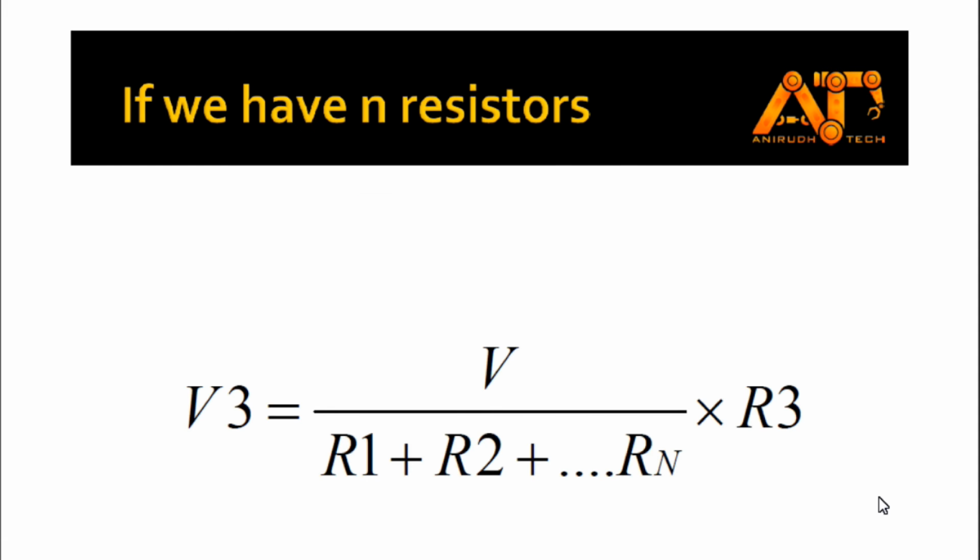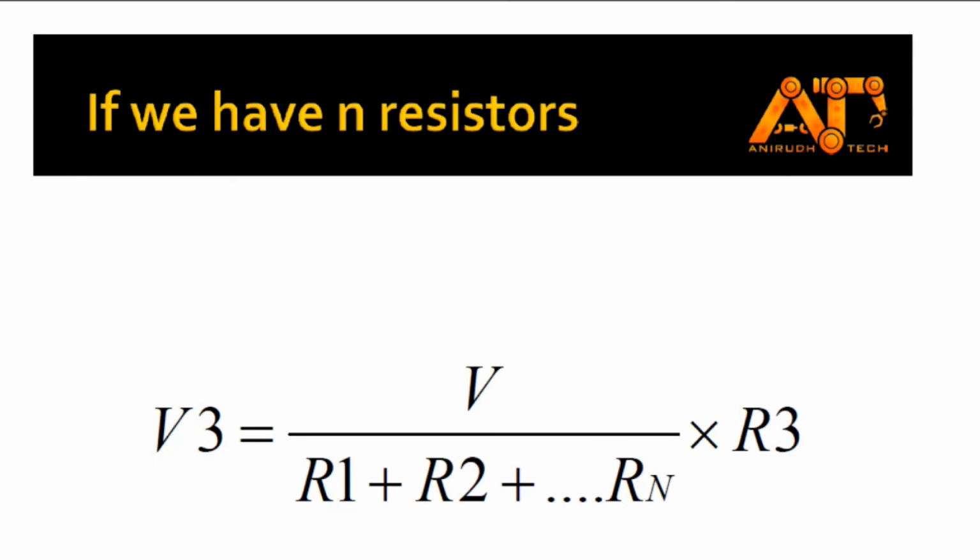Okay guys, for summarizing it, if we got n resistors and I want to find the voltage across a resistor R3, I am just assuming it as V3. Then V3 is equal to the total voltage supplied, that is V in, divided by R1 plus R2 plus so on, up to however many resistors you got in the circuit, multiplied by R3. And R3 is the resistance of that element itself, where we want to find the voltage across.